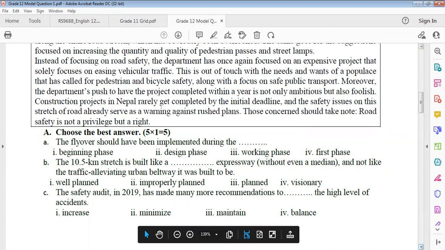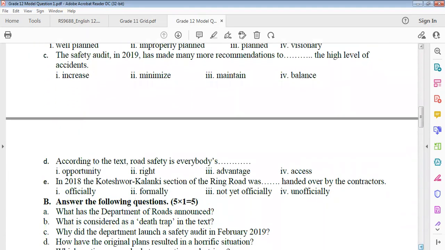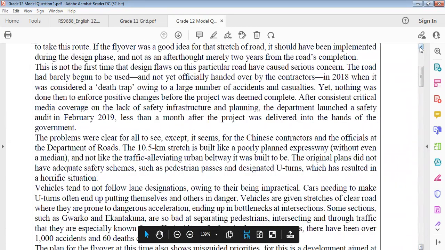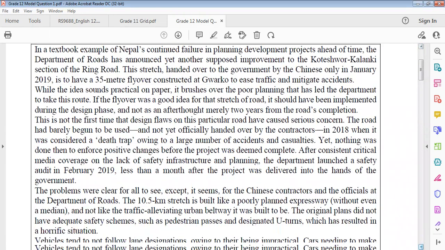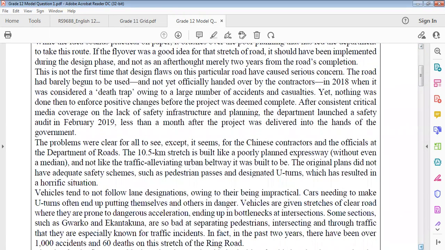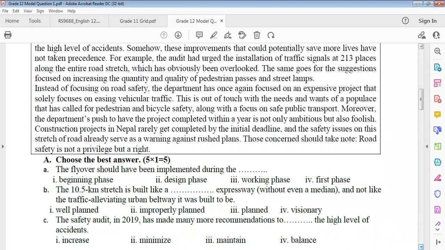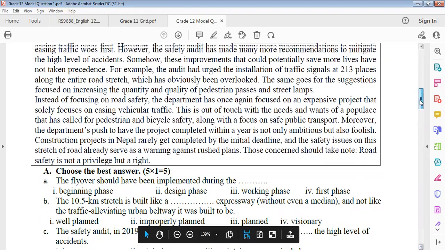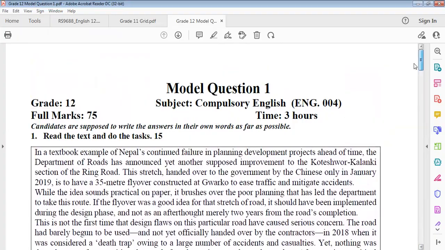The first section is the multiple choice questions. You have been given 5 multiple choice questions, and you should be able to pick the correct answer based on the information given in the text. This is a really long text. It's a lengthy one because the word count is more than 600 here. All right. So it is impossible to go through the reading text in this video because this is just the model question, and I wanted to show how the model question for grade 12 looks.